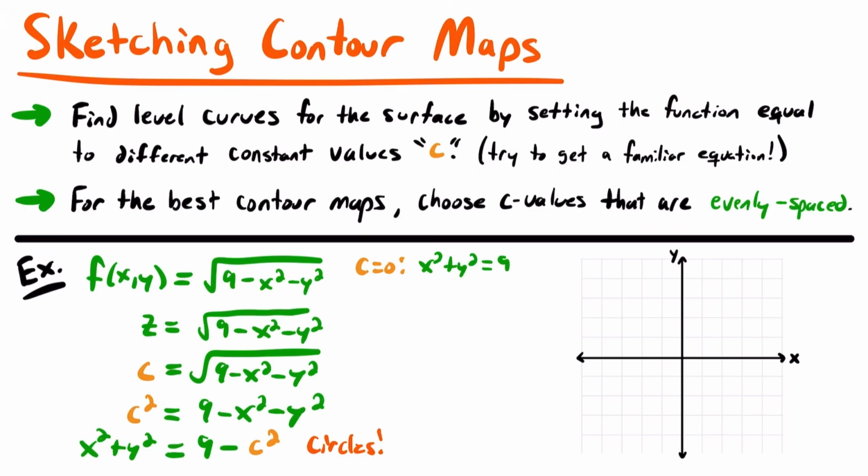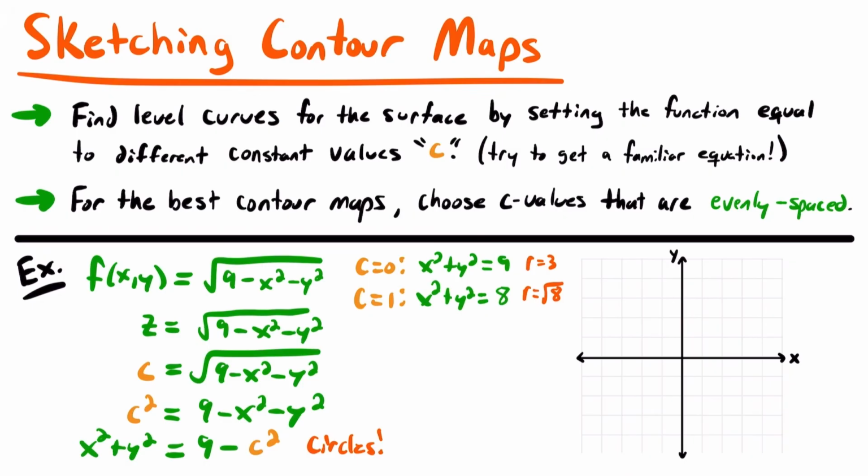I'm just going to increase my c value by 1. So let's look at c equals 1. What would the equation for that level curve look like? If you plug 1 in for c here, you'll have 9 minus 1 squared. 1 squared is 1. 9 minus 1 is 8. So you'll have x squared plus y squared equals 8 for the equation when c equals 1. That will be our next level curve. X squared plus y squared equals 8. In that case, the radius would be the square root of 8. I didn't write this down before, but I'll write it down now. Last time the radius was 3. This time the radius is the square root of 8.